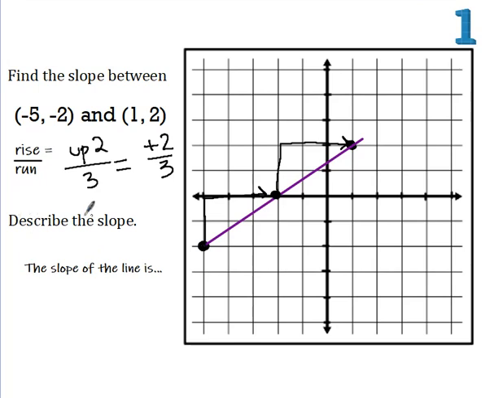If I had to describe the slope, I'd say that the slope of this line is positive because the line goes up. I also know that it is a slope of 2/3.